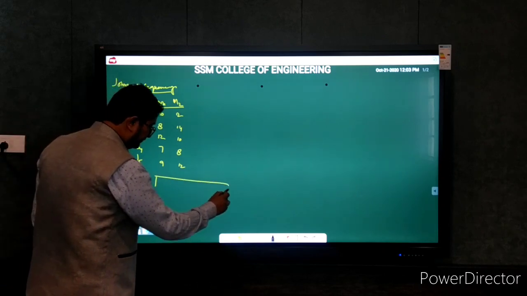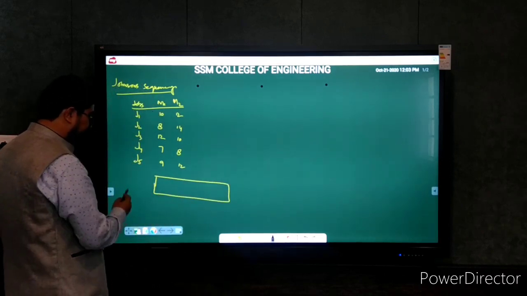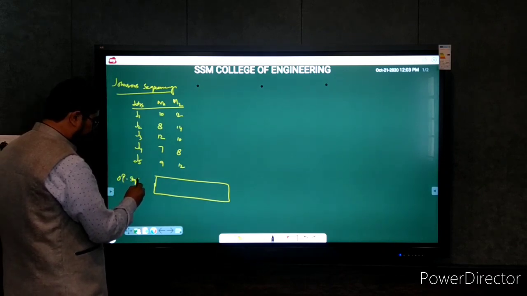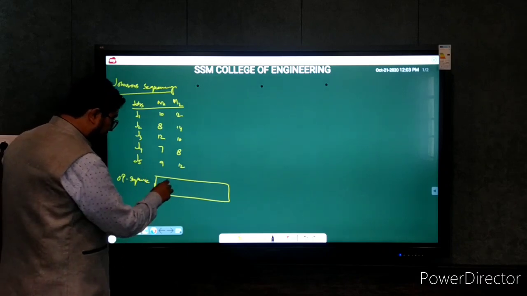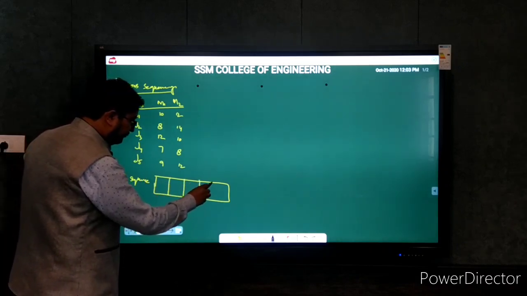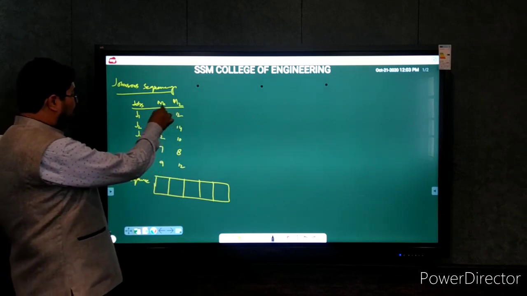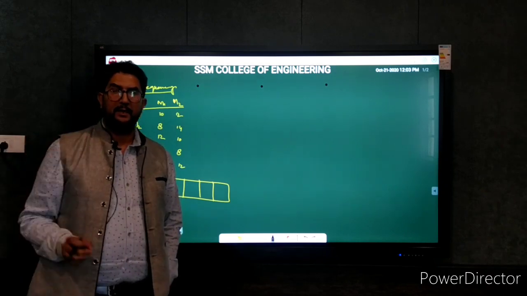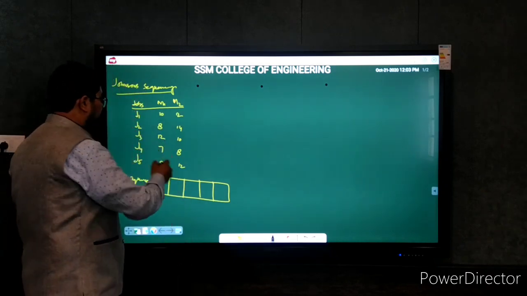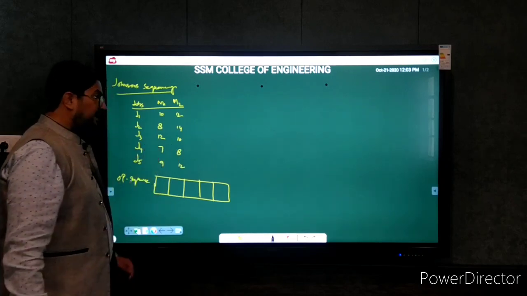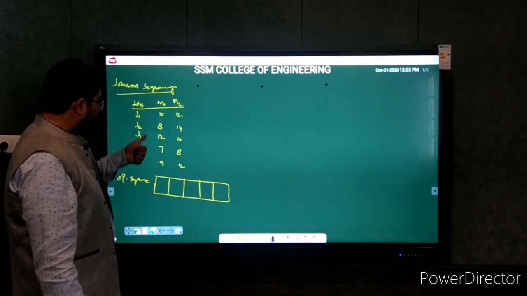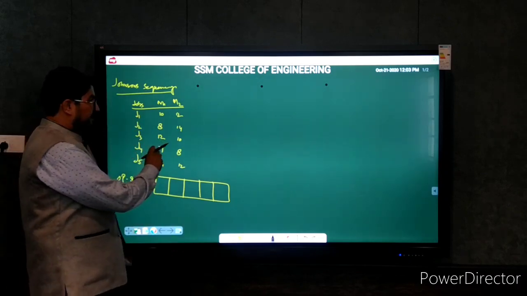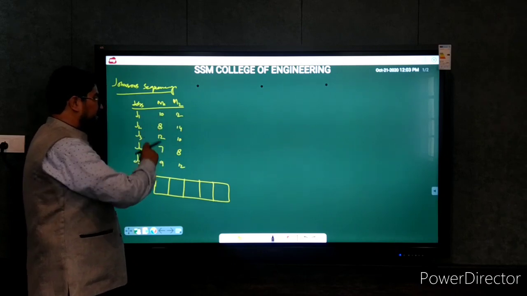We'll have a sequence or optimal sequence, and the process that we have to follow is like this. Out of all these times, we'll have to identify the lowest time, and then I'll tell you what to do. So the lowest time here is 7.